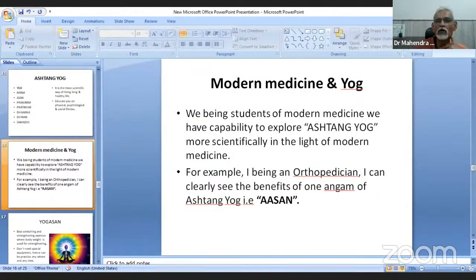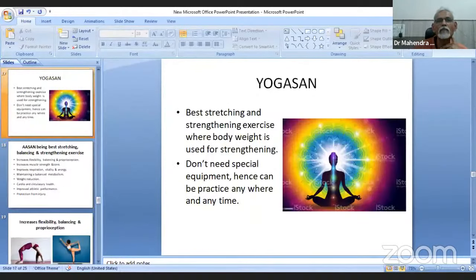We, being students of modern medicine, have the capability to explore Ashtanga Yoga more scientifically in the light of modern medicine. For example, I, being an orthopedician, can clearly see the benefits of one anga of Ashtanga Yoga, that is asana. Yogasanas are the best stretching and strengthening exercises where body weight is used for strengthening. They don't need any special equipment, hence can be practiced anywhere and anytime.